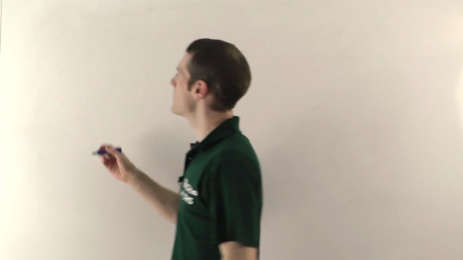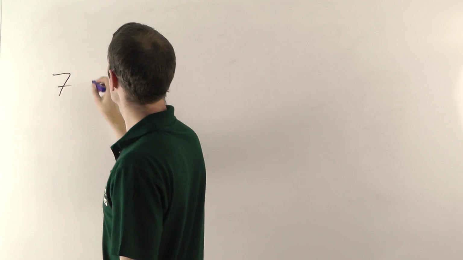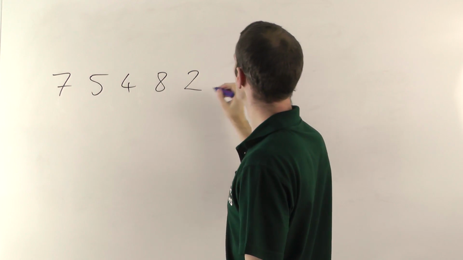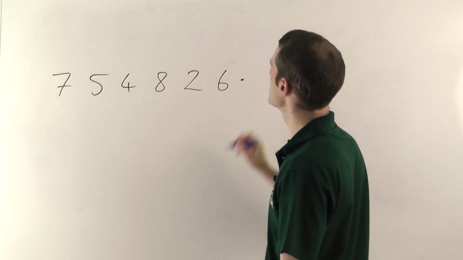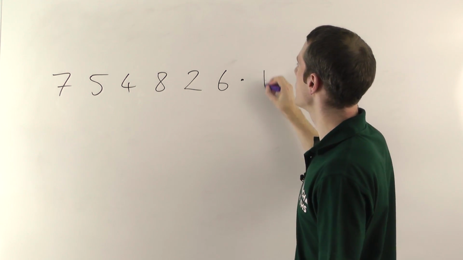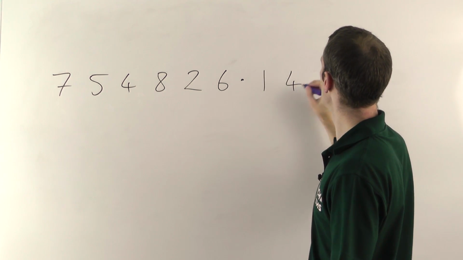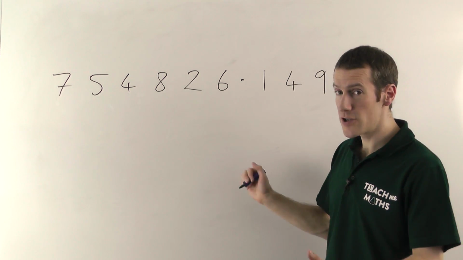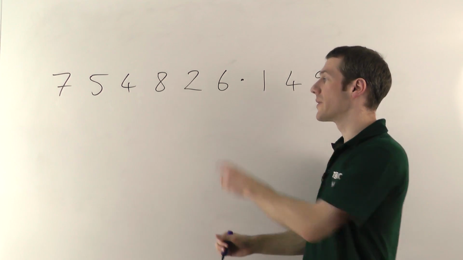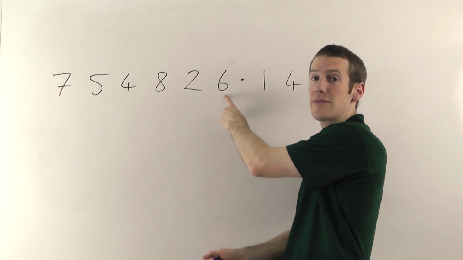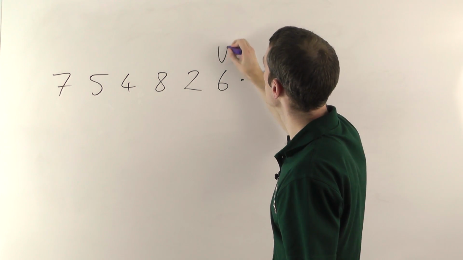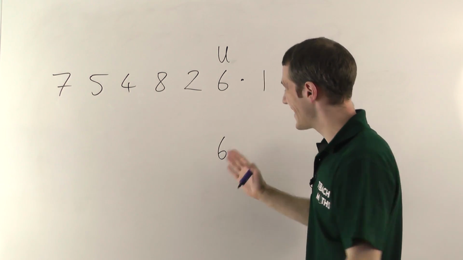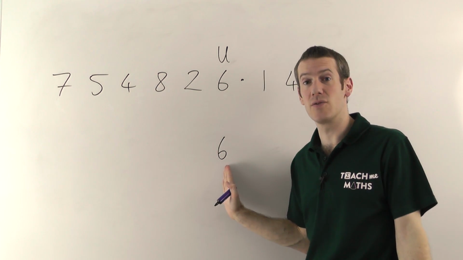So let's just take a nice big number. We'll have 7, 5, 4, 8, 2, 6. That's going to be my decimal point. And we'll have a 1, 4, 9. That'll do. So the first column you've got to identify is the units column, and it's always the first one on the left of the decimal point. So I'll stick a big U there for units. If you've just got 6, that's just the number 6. It's 6 units, that's all there is.